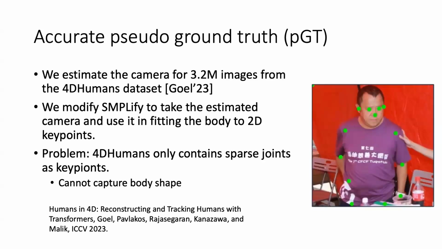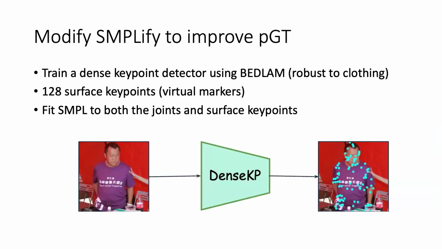What we did is we took the 4D Humans dataset, and for every image in that dataset, we estimated the focal length of the camera. Then we modified SMPLify, which is a method that fits SMPL to 2D keypoints and was used to create the 4D Humans dataset pseudo ground truth. Now we modify SMPLify to take the estimated camera focal length into account. That helps. But 4D Humans also only uses sparse keypoints for fitting SMPL, and so it can't capture realistic body shape. You'll notice this if you use 4D Humans or methods trained on it.